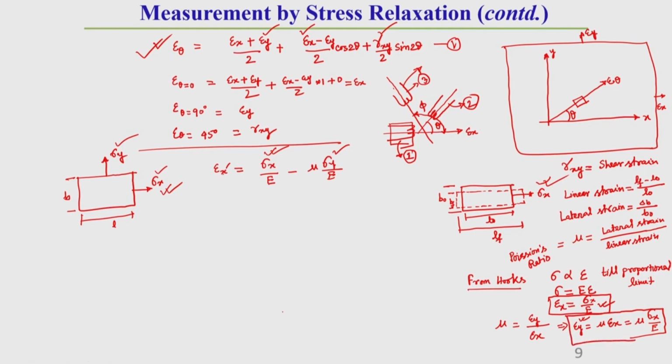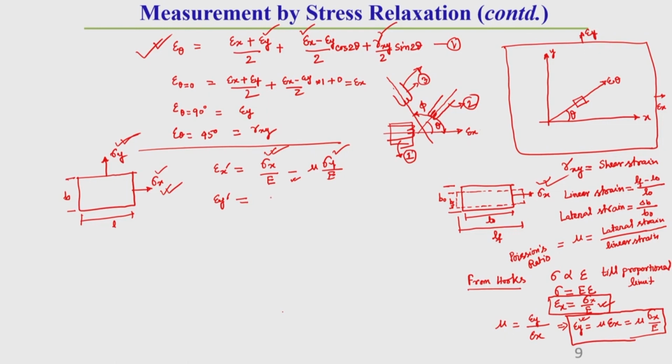So, overall epsilon x will be sigma x by E, and due to sigma y and its Poisson's ratio, there will be shortening of the length along the x direction, that is why the negative sign comes. Similarly, epsilon y dashed, that means along the y direction there will be an overall strain due to the combined loading sigma x and sigma y, because the body is subjected to both sigma x and sigma y. Then what happens?